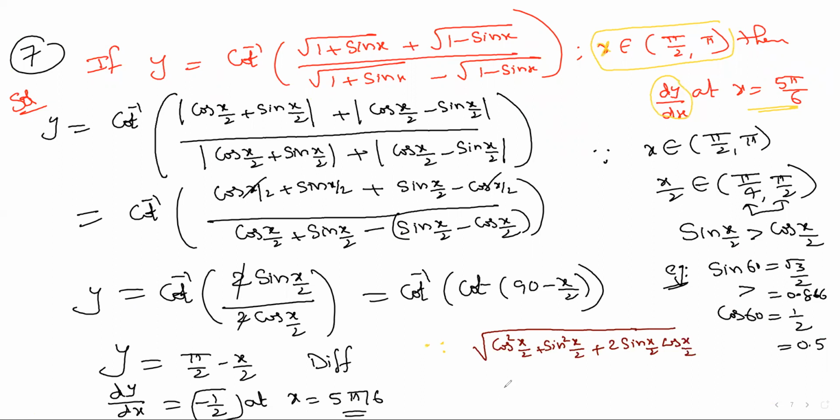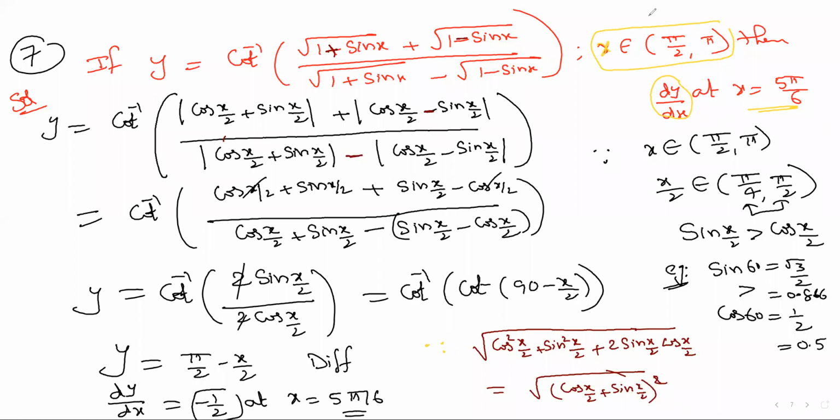What is the formula here? A square plus b square plus 2ab is a plus b whole square, so this becomes cos x by 2 plus sin x by 2 whole square. The square root gets cancelled, giving mod of cos x by 2 plus sin x by 2. Here plus is there. If minus is there, cos x by 2 minus sin x by 2, the a minus b whole square and the root get cancelled, so the denominator also is there. This is minus.